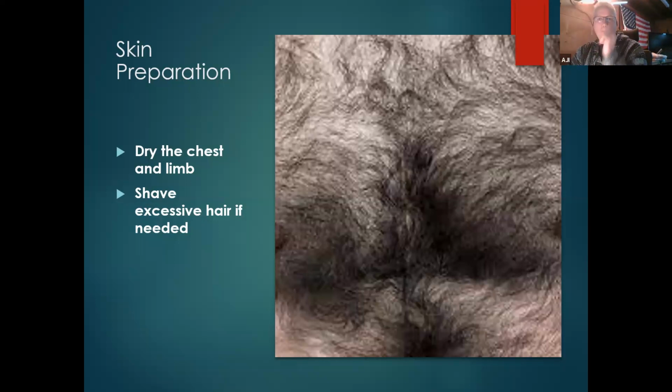Okay, so preparing the skin, shave the skin. If they're diaphoretic and wet, dry the skin.